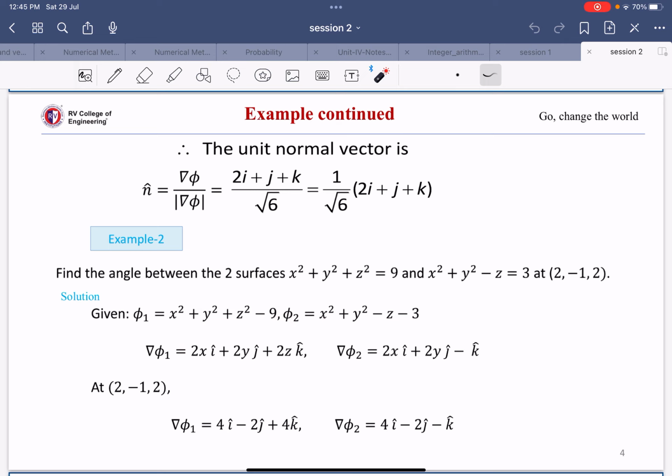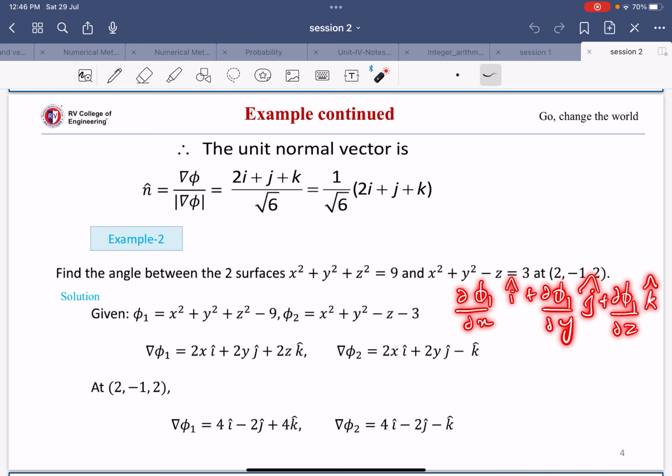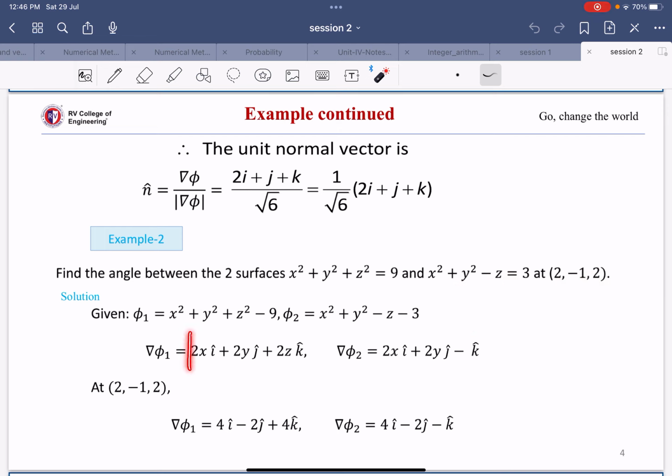Gradient of phi 1 will be, as usual, dou phi 1 by dou x i cap plus dou phi 1 by dou y j cap plus dou phi 1 by dou z k cap. So when we find the gradient of phi 1, we get a vector 2x i cap + 2y j cap + 2z k cap, because the derivative of x square is 2x, derivative of y square with respect to y is 2y, derivative of z square with respect to z is 2z.